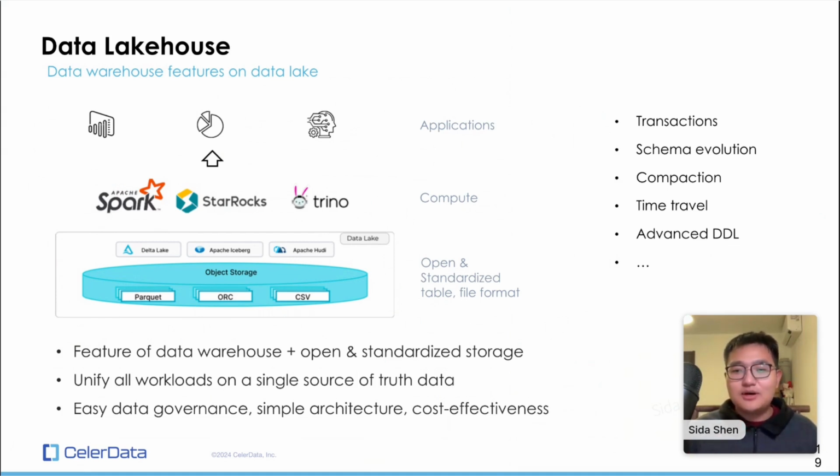The reason is this way they can unify all of the workloads on a single source of truth of data, because everything is stored in an open and standardized format. So basically, the user has ownership of its own data, and the user can actually pick which application they want to read that piece of data, because it's open. So that creates very easy data governance, because there's only one copy of data you need to manage. And it simplifies your data architecture, and overall is very cost effective.